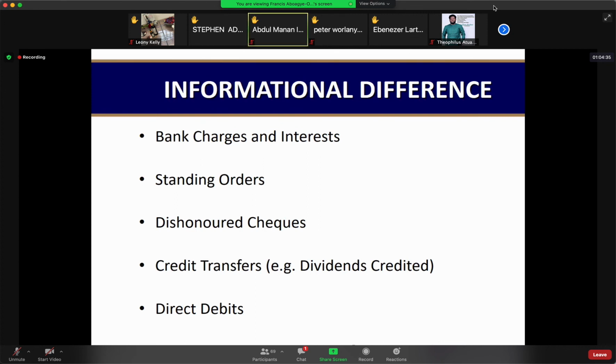I want to believe that a direct debit is an instruction you will give to a third party to have an account. And the standing order is an instruction.